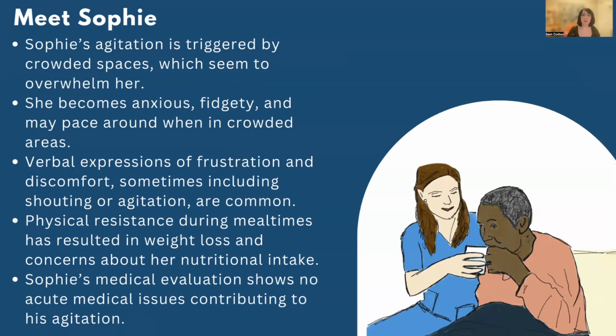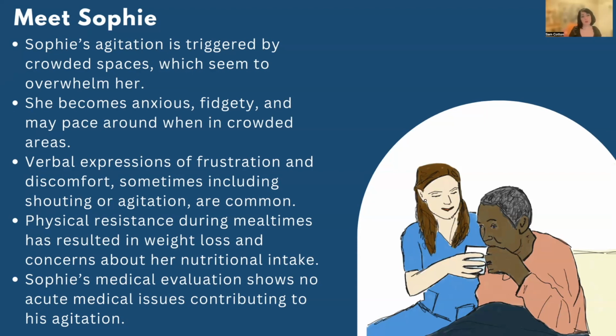She becomes outwardly very anxious, starts fidgeting. Sometimes she might pace when she's in that crowded space or crowded area or in that group setting. She also exhibits a lot of verbal expressions of frustration and discomfort. Sometimes she's shouting. And so, that's becoming problematic for those around her as well, because it's quite alarming.